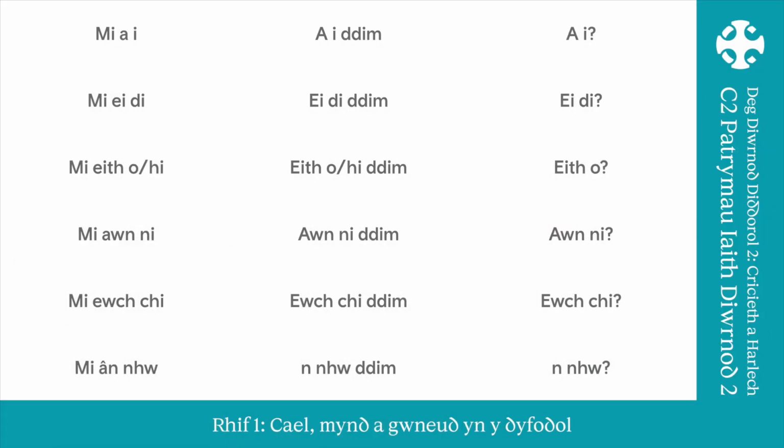Mynd, to go, in the future tense. Mi a i, mi ei di, mi eith o, mi eith hi, mi awn ni, mi ewch chi, mi ân nhw. A i ddim, ei di ddim, eith o ddim, eith hi ddim, awn ni ddim, ewch chi ddim, ân nhw ddim. A i, ei di, eith o, eith hi, awn ni, ewch chi, ân nhw.